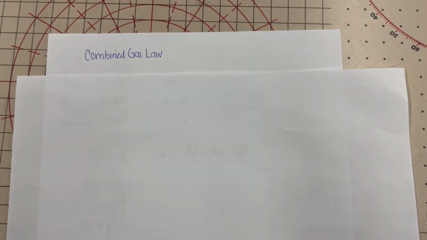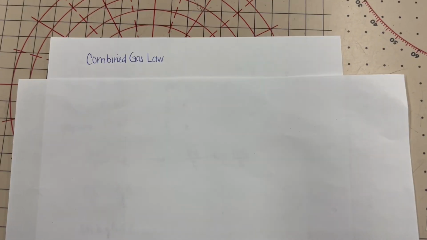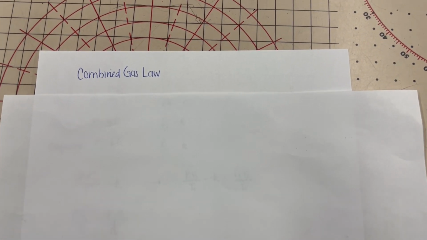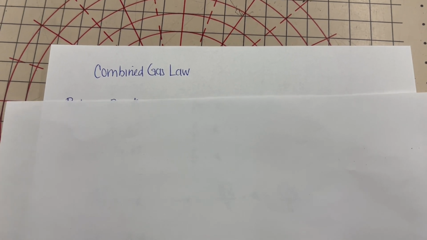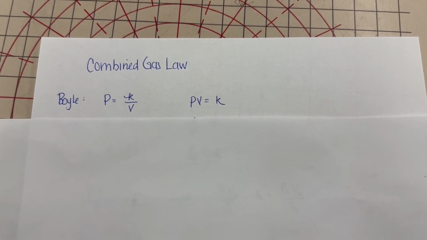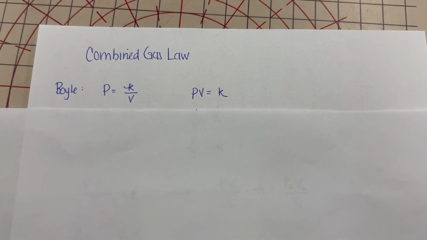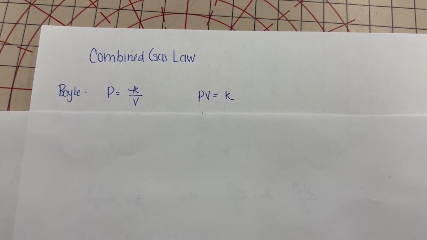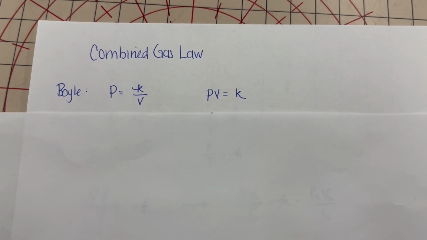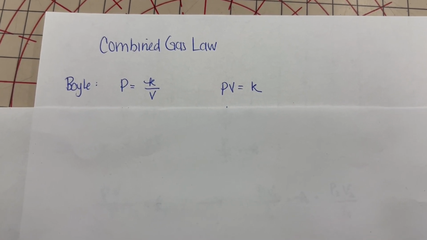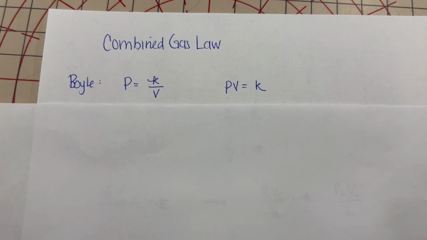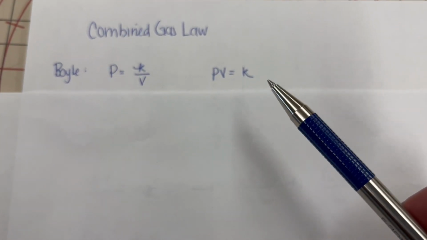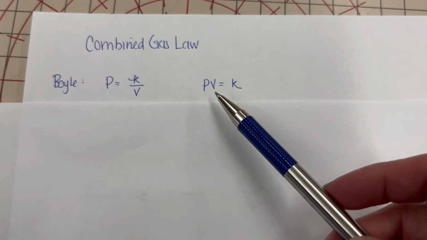Now that we have learned about Boyle's, Charles', and Gay-Lussac's laws, we can combine all three into one statement. Let's do a quick review. Boyle's law is about the relationship between pressure and volume. If you increase the pressure on a gas, the volume decreases, which means it is an inversely proportional relationship. We wrote the equation P equals K divided by V. If we solve this equation for K, we get P times V.